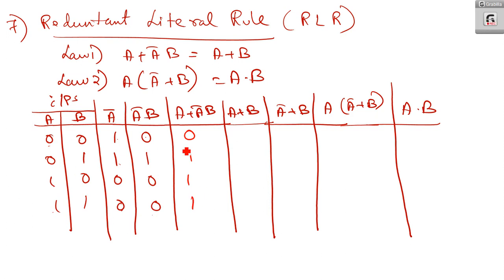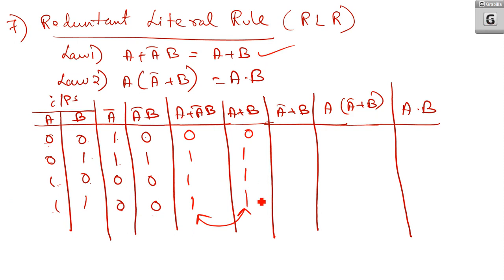Now we write A or B. What is A or B? 0 or 0 is 0, 0 or 1 is 1, 1 or 0 is 1, 1 or 1 is 1. So you can see that these two columns are exactly the same. Therefore, that proves the first law.